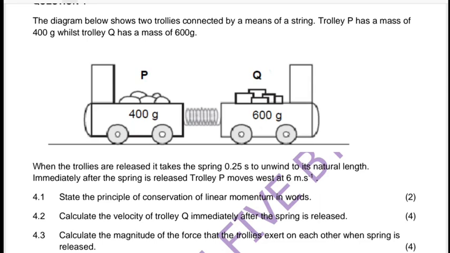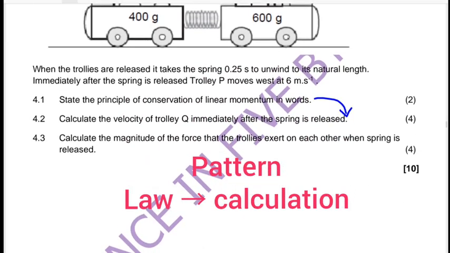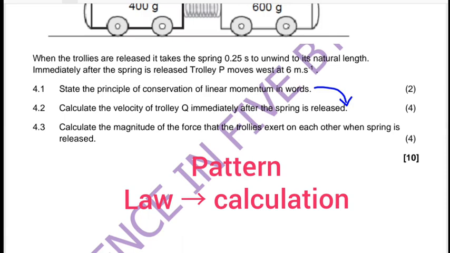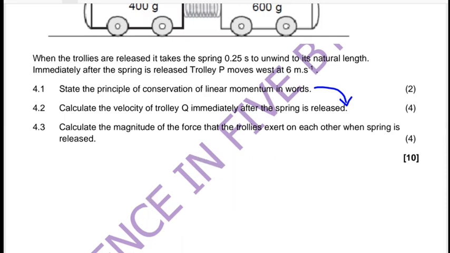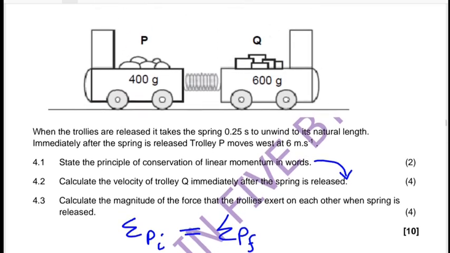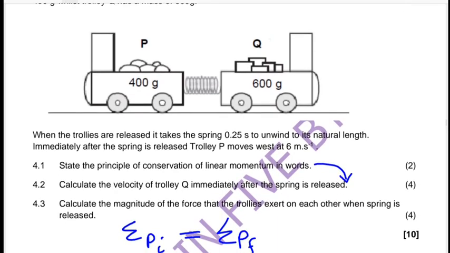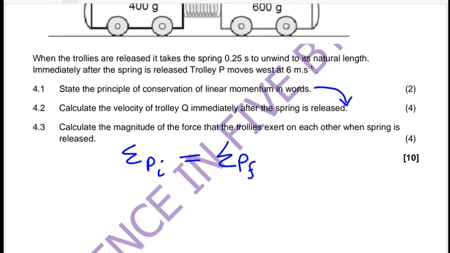Let's start with the velocity immediately after. Generally, when you see questions that say state the principle of conservation of linear momentum, and then next you're asked to calculate, you might be using that in the follow-up calculation. So the total momentum, total P initial, should be equal to the total P final. What is the total P initial? These trolleys are initially at rest, so the total momentum should be 0.